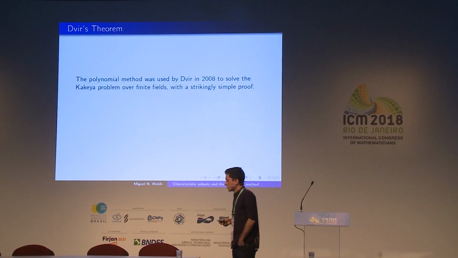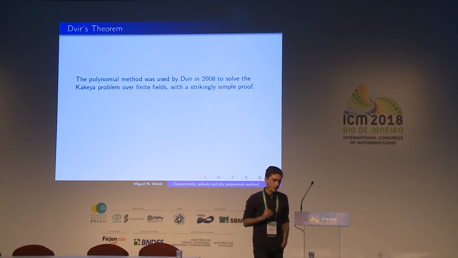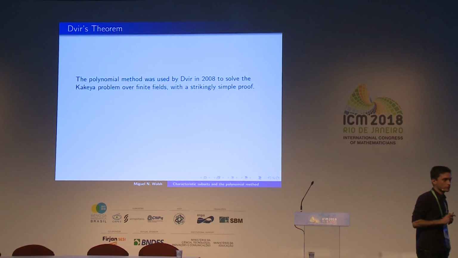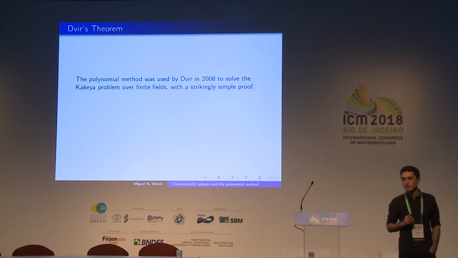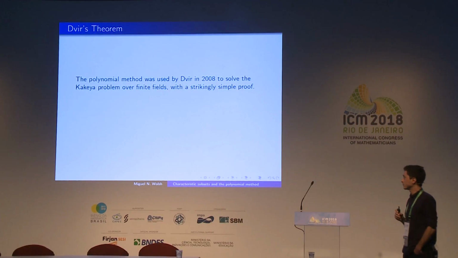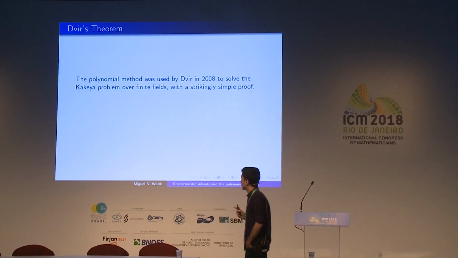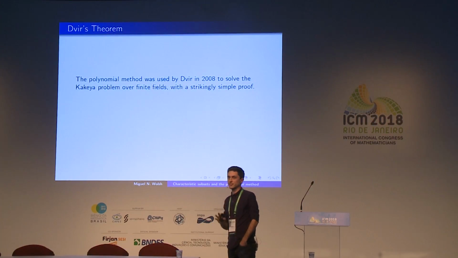So I will give you this as the first application of the method that I want to mention. It is a very beautiful one because not only is the result interesting, but it happened to have a very simple proof that was unexpected. So the polynomial method was used by Dvir in 2008 to solve the Kakeya problem over finite fields with a strikingly simple proof.